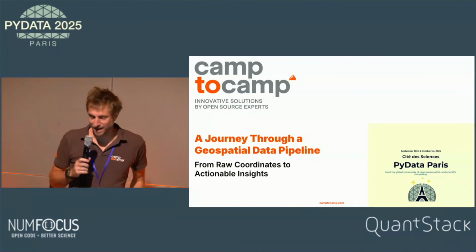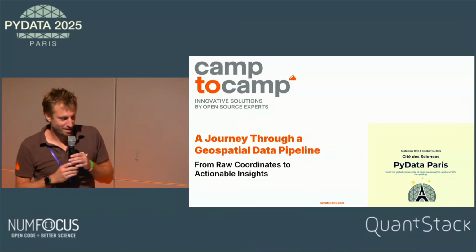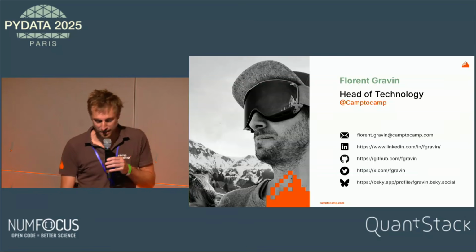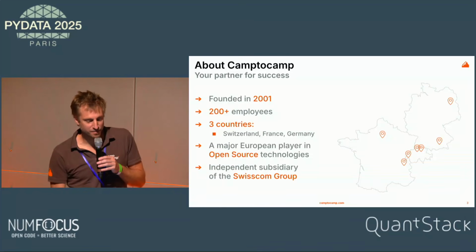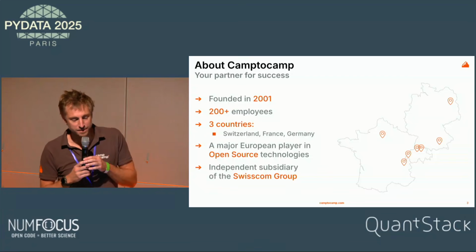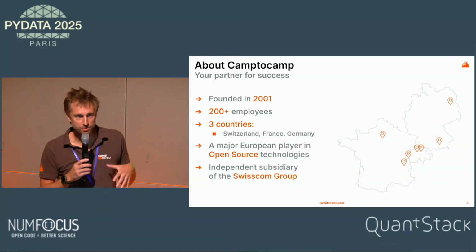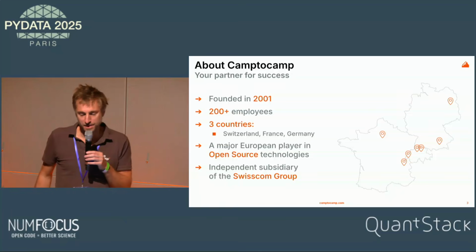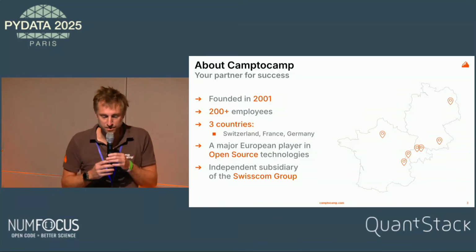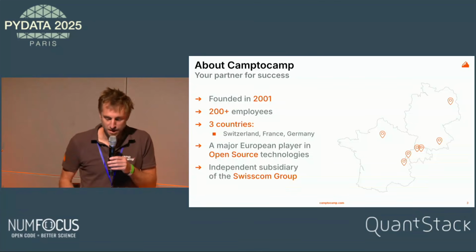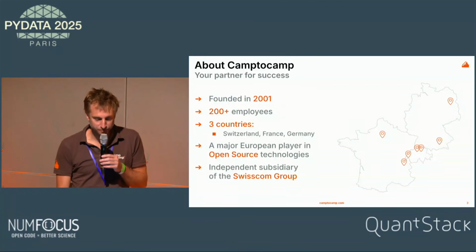Thank you. Yes, so I'm Florent Gravin, head of technology at Camptocamp. At Camptocamp, we are a company really specialized in open source geospatial software. We are deeply involved in many OSGeo projects, the organization for open source geospatial solutions such as GeoServer or OpenLayers. So if you do maps, maybe you have heard about that.